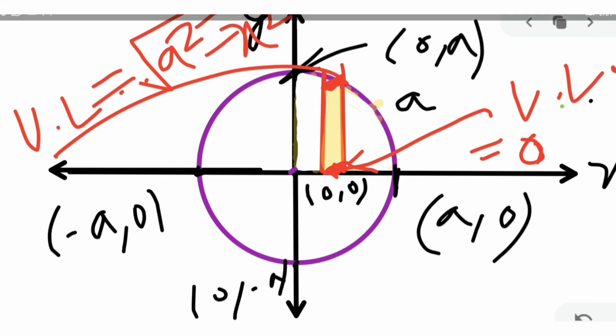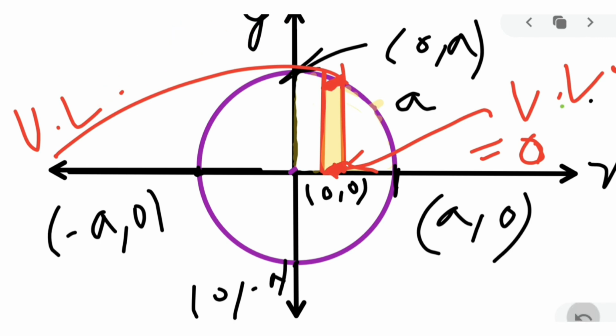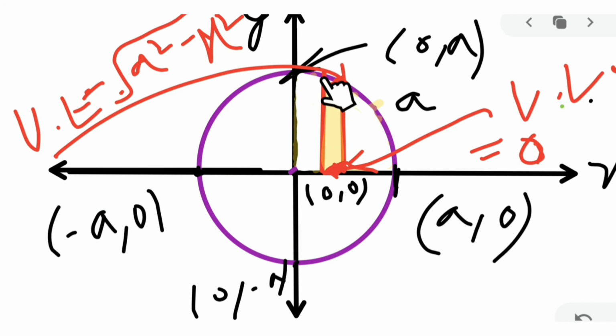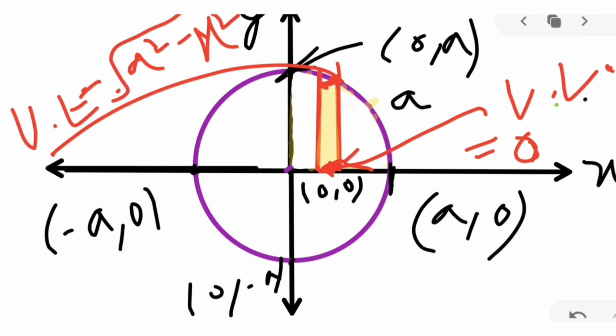Okay, let me write it down afresh. It will be a square minus x square. So this one. So then we need to integrate this strip over this region, right? The limits of x will be here. X will be, we know, from this point 0 to this point a.